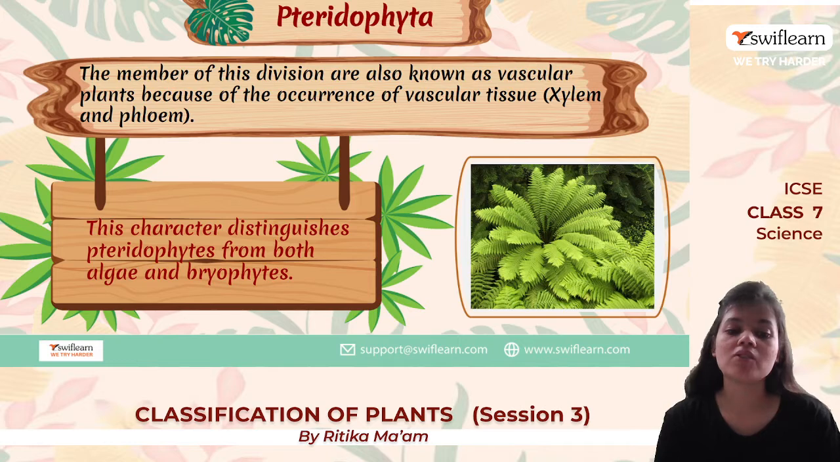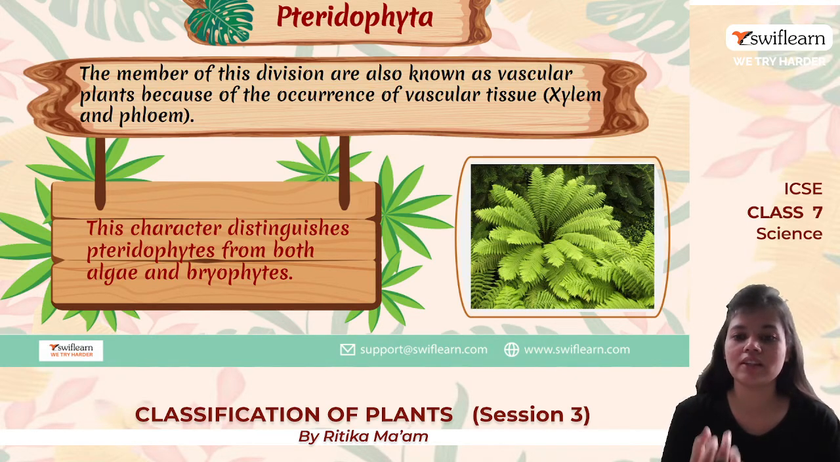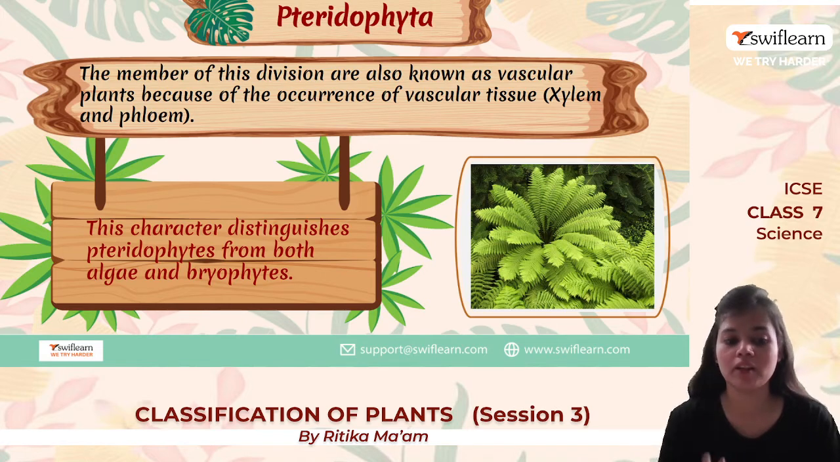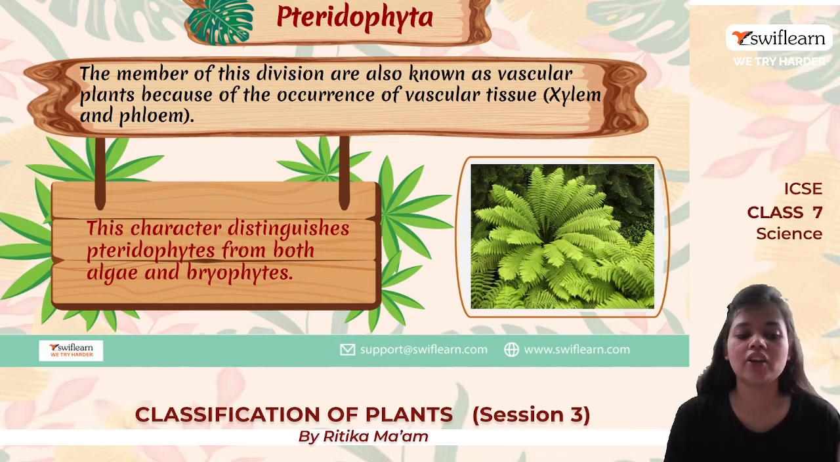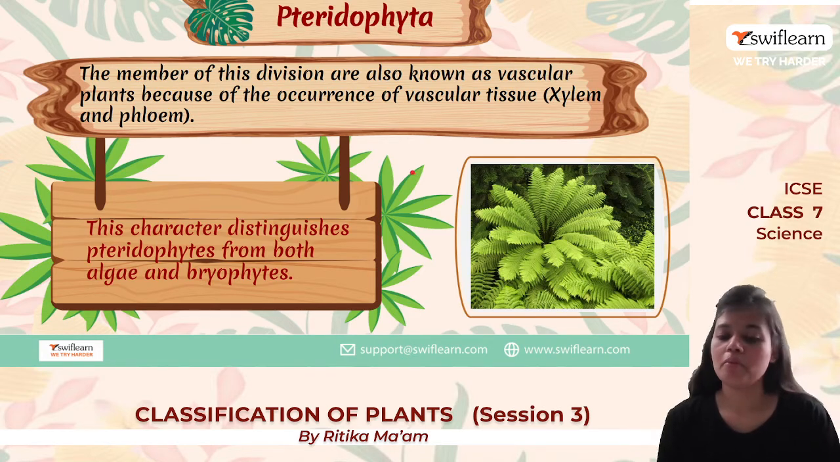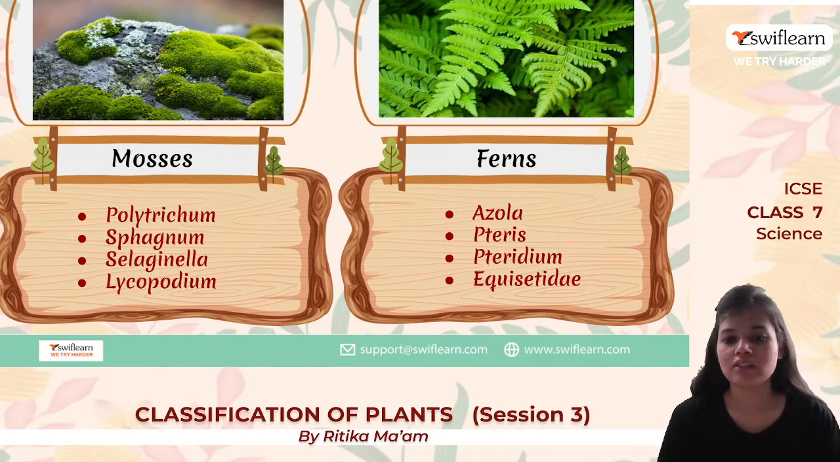Now talking about pteridophyta. This particular division we also call vascular plants because here the vascular tissues, that is xylem and phloem, start appearing. And this is how we differentiate pteridophytes from algae and bryophytes. So these are some of the examples.